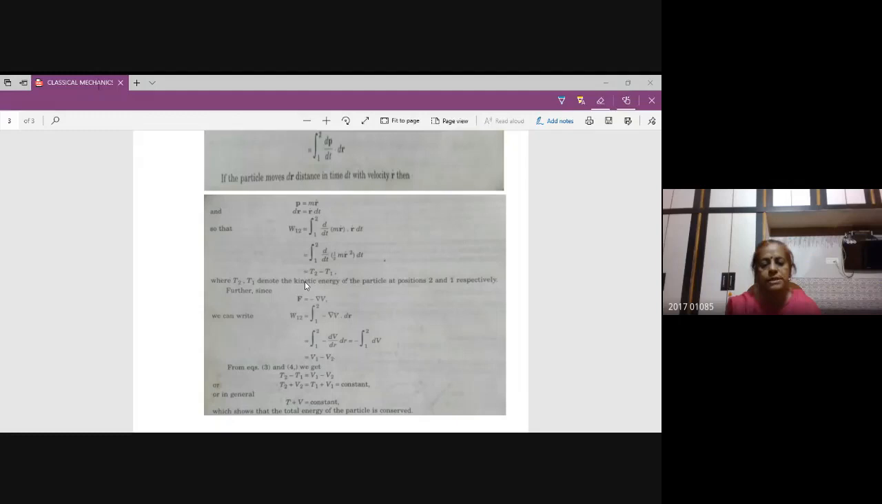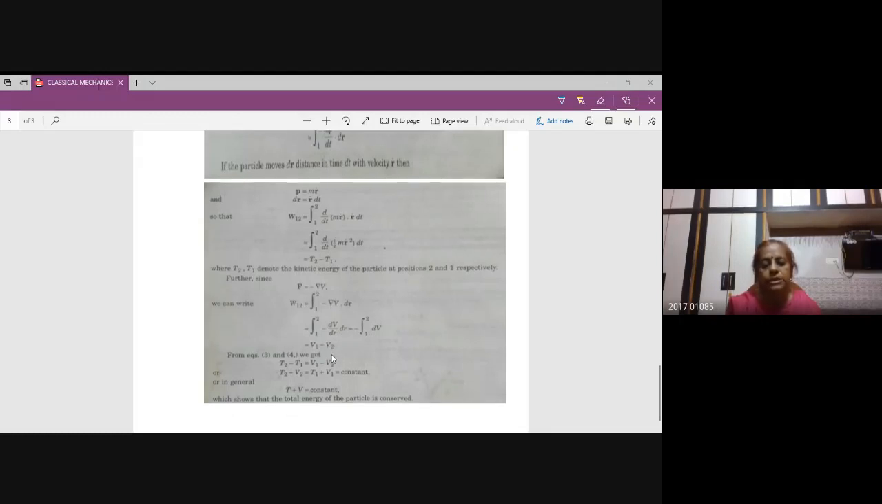Now I am going to express this work in terms of potential energy. We know that force can also be expressed as minus del V, where V is the potential energy. Hence, work done in moving the particle from point 1 to point 2 will be W12 equal to the integral along the path from 1 to 2 of minus del V dot dr. Del V means differential of V with respect to r. So putting dV upon dr, work done will be V1 minus V2.